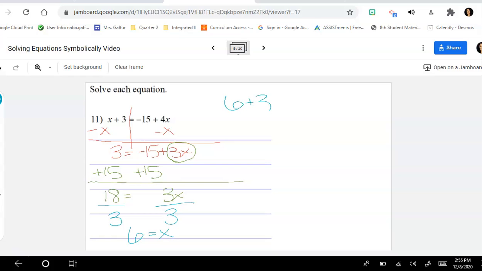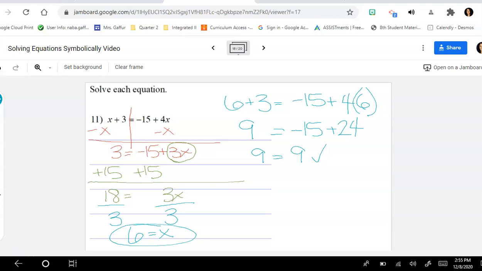6 plus 3 equals negative 15 plus 4 times 6. All right, this is 9 equals negative 15 plus 24. 24 minus 15 would be 9, so 9 equals 9. Check. All right, so my answer is x equals 6.